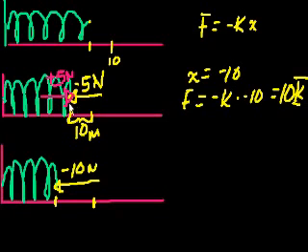Another way to think about it is if I were to let, well, I won't go in there now. So in this case, the restorative force is 5 newtons. So we can solve for k. We could say 5 is equal to 10k. Divide both sides by 10. You get k is equal to 1/2.